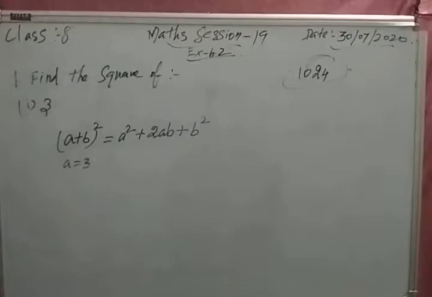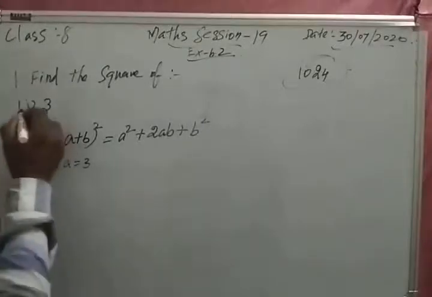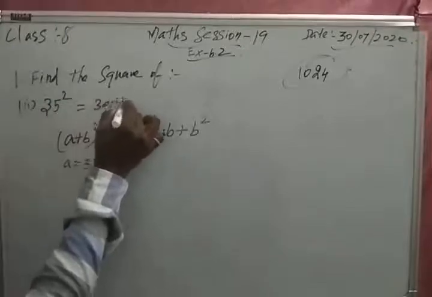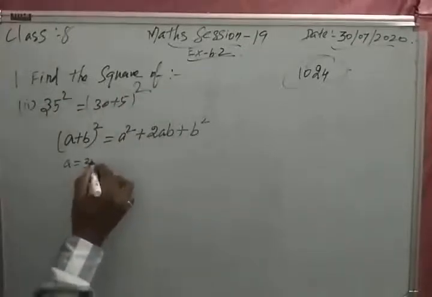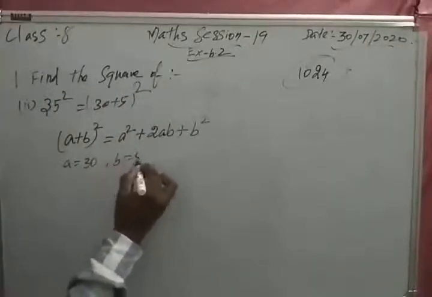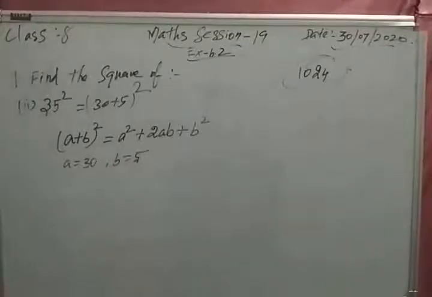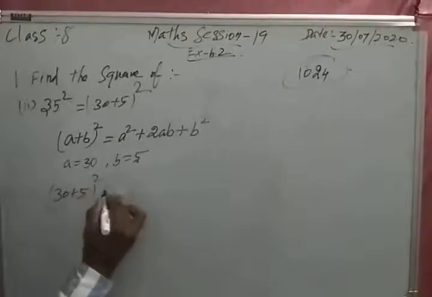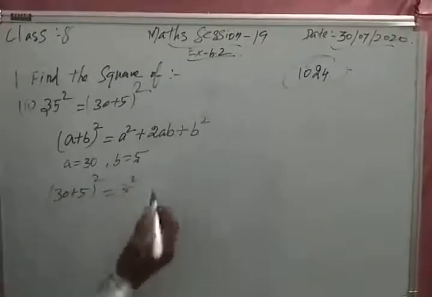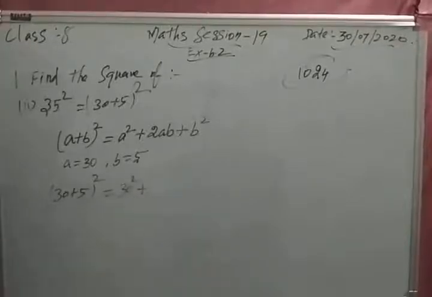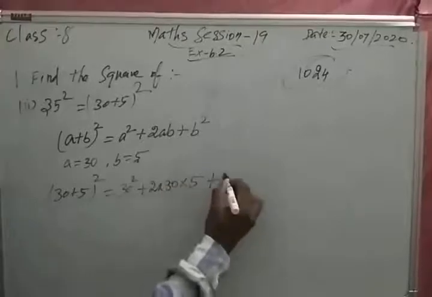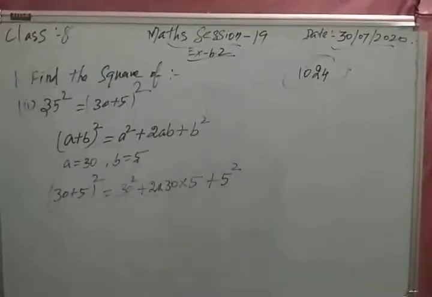What is the second question given over there? 35 square. 35 square we can split into 30 plus 5 the whole square. Here a is 30 and b is equal to 5. So just write it: 30 plus 5 the whole square is equal to 30 square plus 2 multiplied by 30 multiplied by 5 plus 5 square.